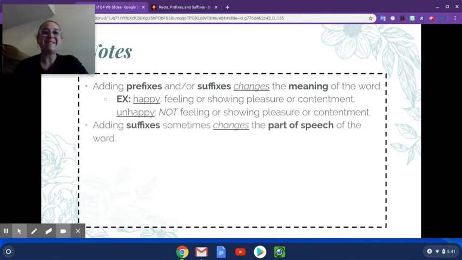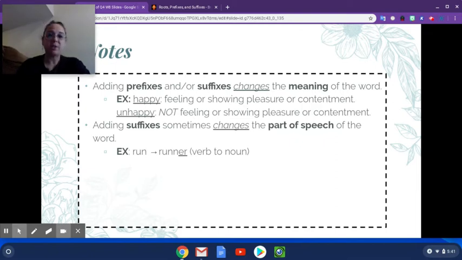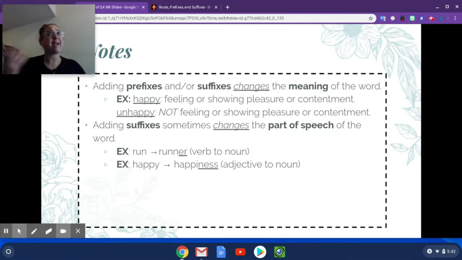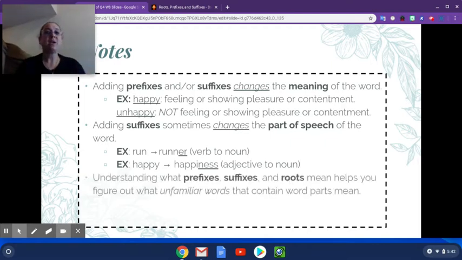We also have adding suffixes sometimes changes the part of speech of the word. For example, a run. But if we say a runner, we're saying we're not running anymore. It's actually a person that's running. And then we have happy again, and we're just adding happiness to it. So it also changes it from an adjective to a noun, as the word run changes it from a verb to a noun. Understanding what prefixes, suffixes, and roots mean helps you figure out what unfamiliar words that contain word parts mean.